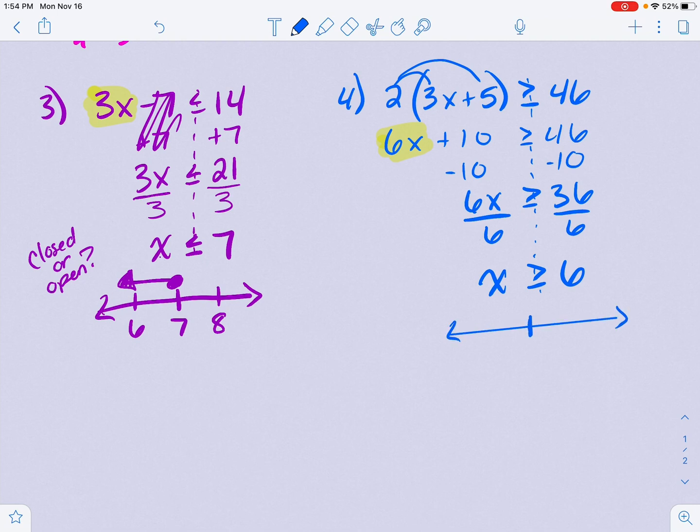That visual sometimes helps. Okay, so 6 goes in the middle. I go one bigger, one smaller. Now closed or open circle. Greater than or equal to. Since it's equal to, we do a closed circle. And x is greater than, x is bigger than 6, so we shade to the right, which is our bigger numbers. All right, next one.